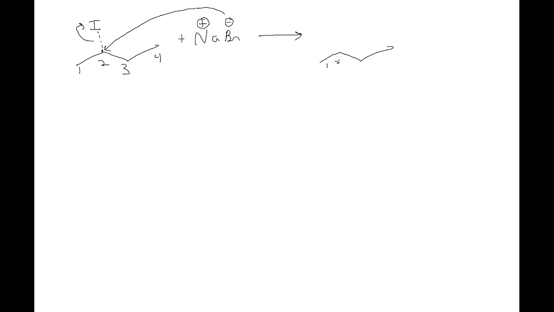So which bonds do we need to erase, which bonds do we need to form, and which charges do we need to change? You need to form a bond between the bromine and the second carbon and erase the bond between the iodine and the second carbon. The bromine's charge goes away, and the iodine gets a negative formal charge.